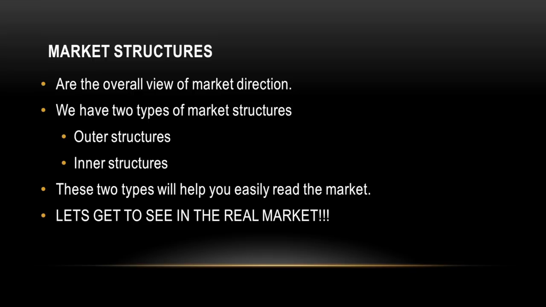Now we're going to focus on the market structures. Market structures are the overall view of a market direction. We have two types of market structures: the outer structures and the inner structures. These two types will help you easily read the markets. With the outer structure, we're looking at the overall bigger picture of what the market is presenting to us. With the inner structures, we're looking at a much deeper level of what's actually happening within price action. Let's see in the real market what we actually mean.